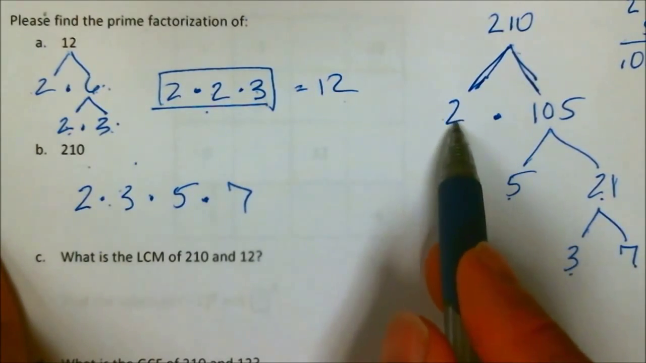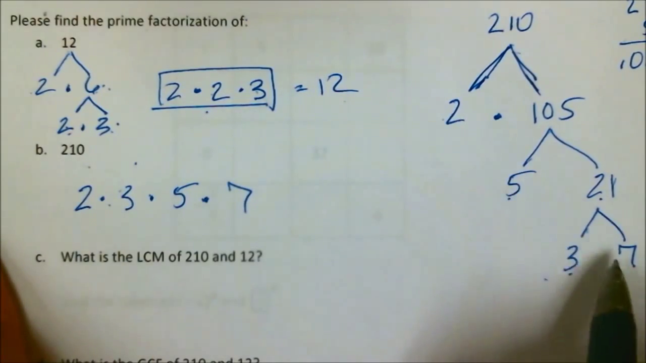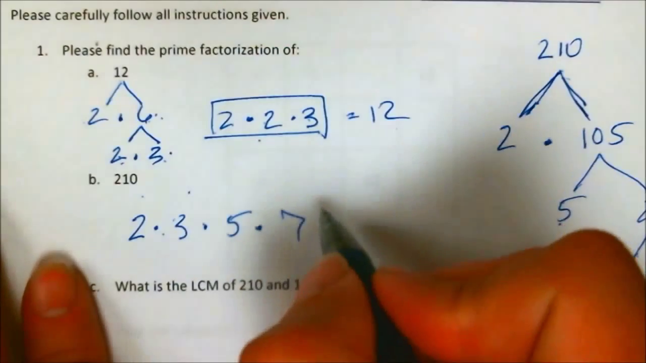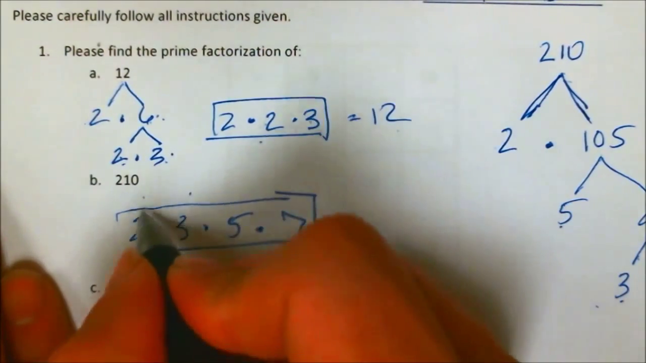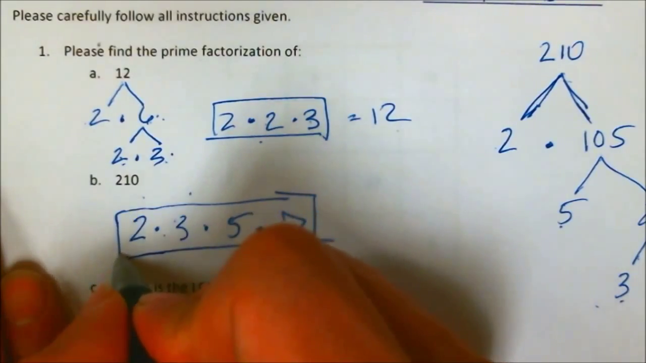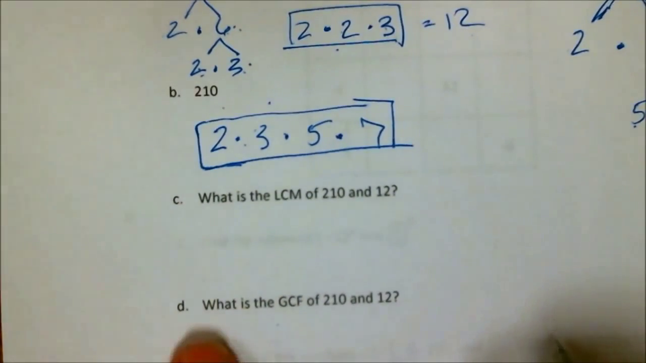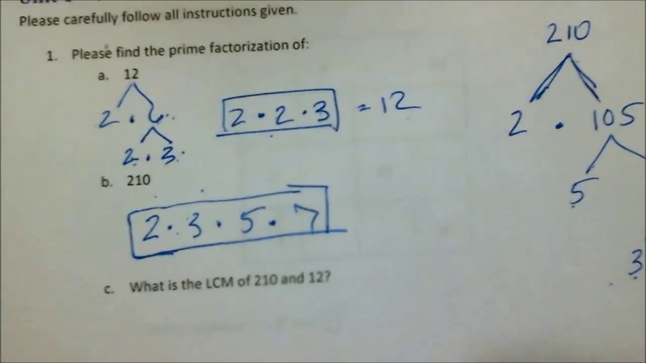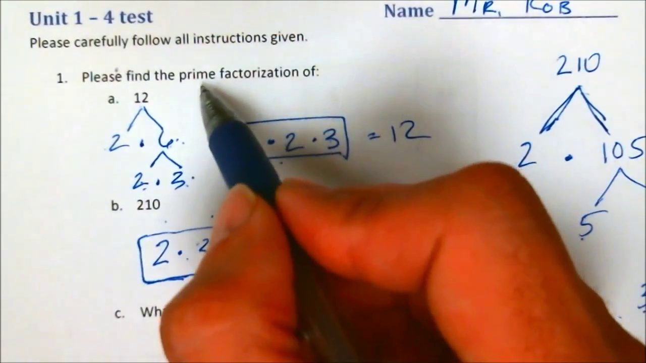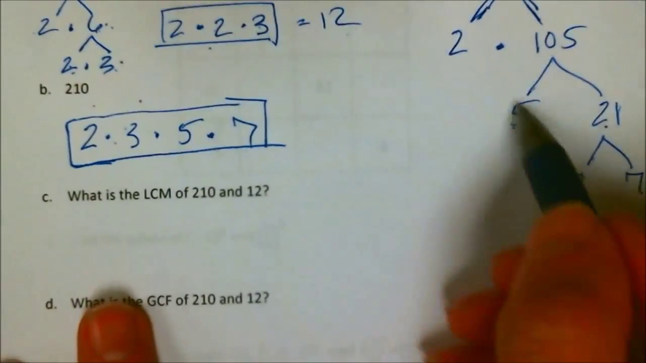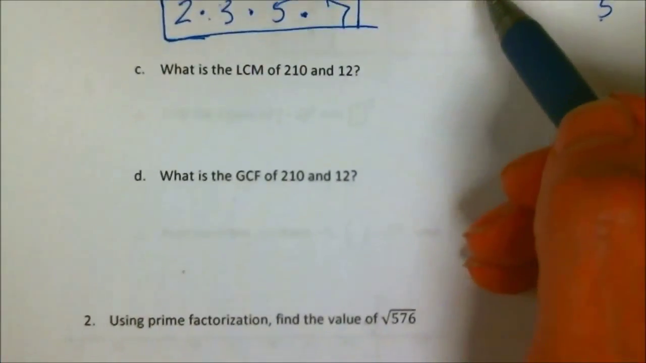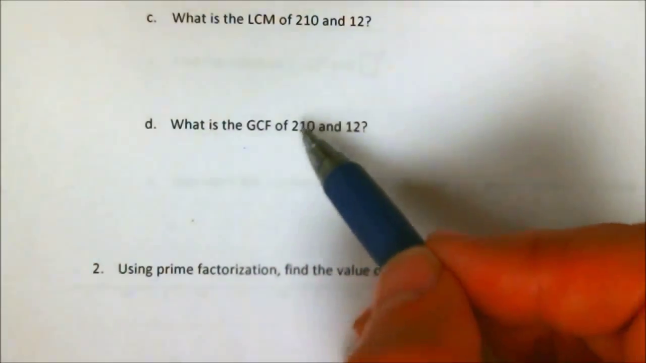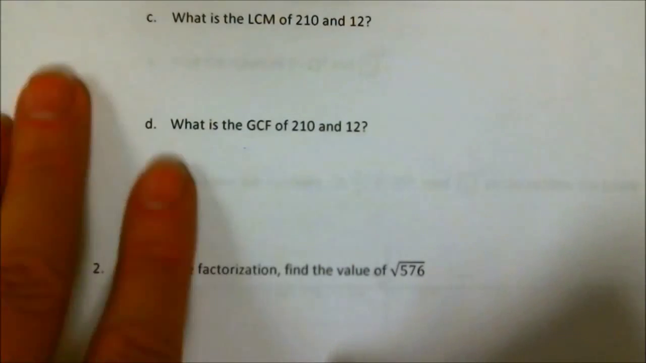You'll notice I put it in ascending order. 2 times 3 times 5 times 7. Practice that consistently. It really is helpful in mathematics to write things in ascending order, whether it's numbers or the alphabet, things like that. That is what we mean by prime factorization right there. We're going to use this prime factorization process in the next 1, 2, 3 problems.